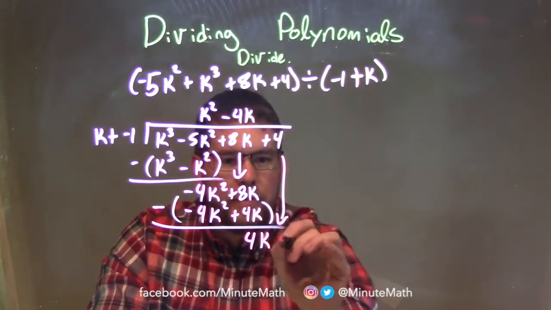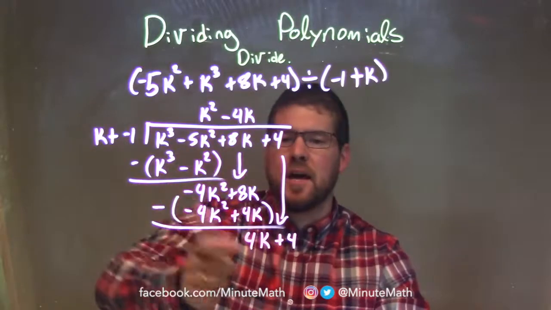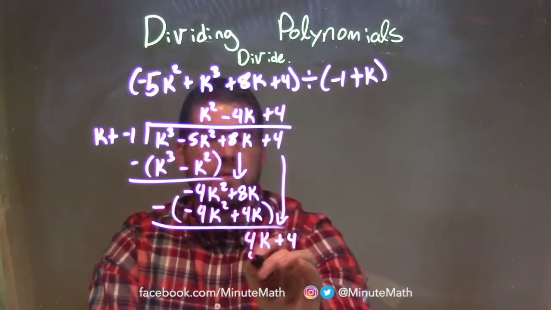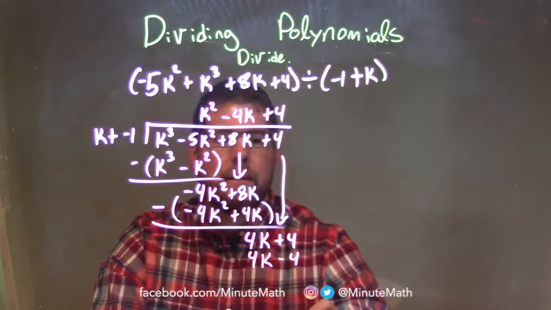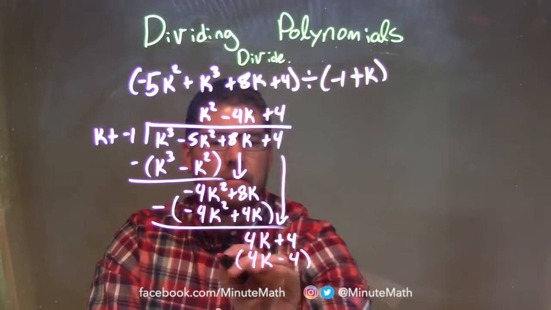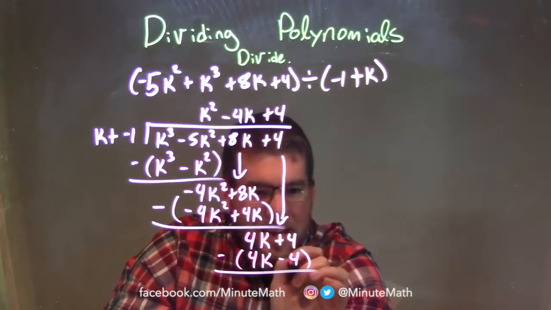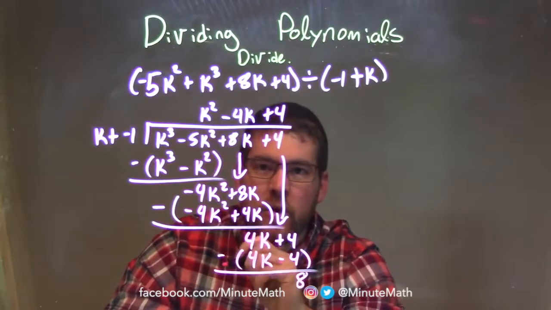Let's bring down the 4 here. Okay, my last part here. What times k gives me 4k? Pretty simple, just a positive 4. 4 times k is 4k. 4 times the negative 1 is a minus 4. So we subtract the 2. 4k minus 4k is just 0, and then 4 minus a negative 4 is like adding a positive 4, which is an 8. So now I have a remainder of 8.